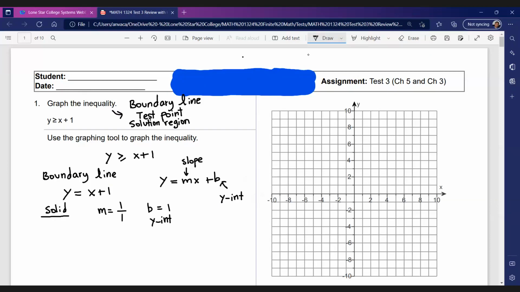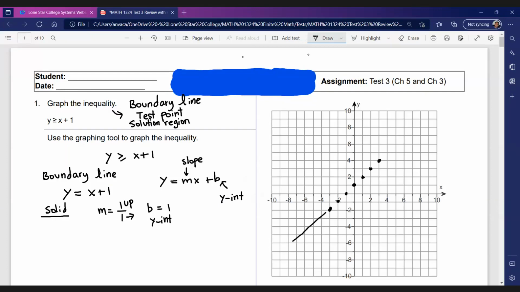The y-intercept is 0, 1. So I plot this point. With the slope, we can then navigate in the graph to get a couple more points. Since it's positive, we can go up and to the right: up 1, to the right 1, up 1, to the right 1, up 1, to the right 1. Or we could have said down 1 to the left, that is the same movement. I'm going to connect these points with a solid boundary line.